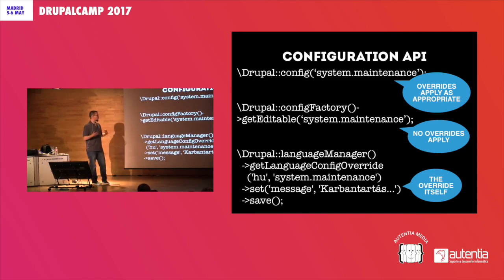And if you want to actually edit the translations themselves, you have the language manager service, where you have the getLanguageConfigOverride method. You pass the langcode you want to load and the ID of your config object, and you can set the properties and save them or whatever. So in this case, you are editing the override itself, the language override itself.